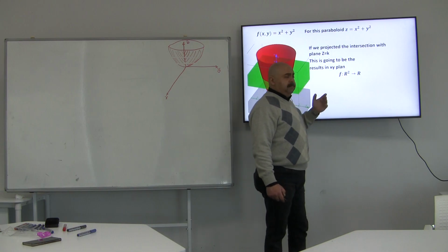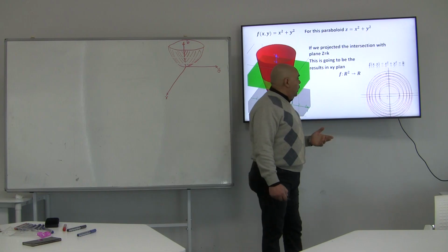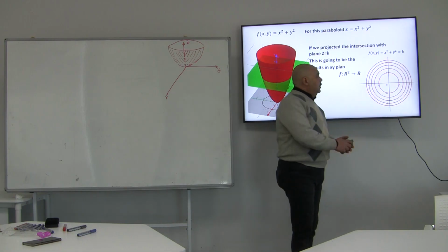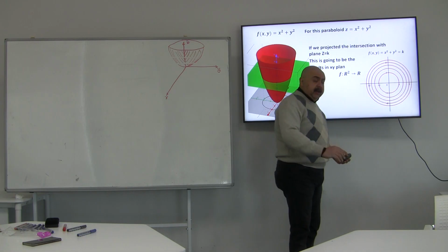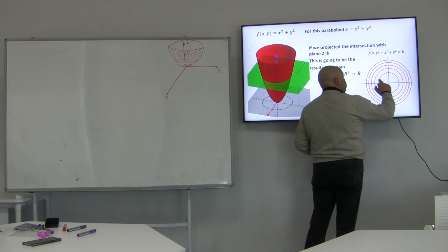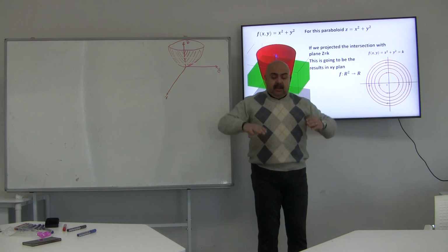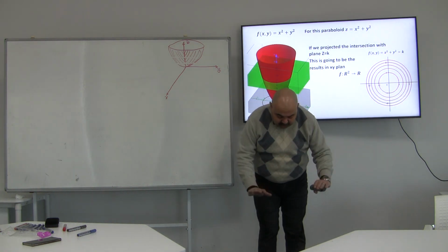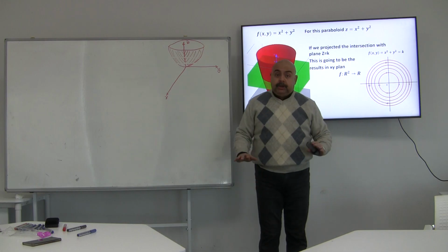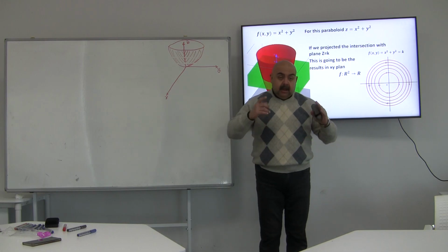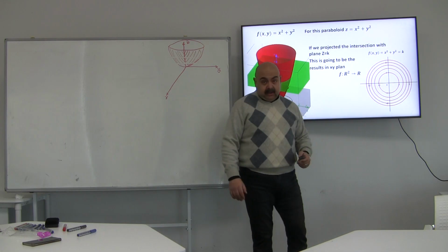If I make this projection into R², this is going to be the shape. So at z equal to 1, if I cut, I will get the unit circle. At z equal to 2, if I cut, I will get a second circle, and so on. If I'm dropping this into R² and getting the projection, it's going to be circles, as you can see.